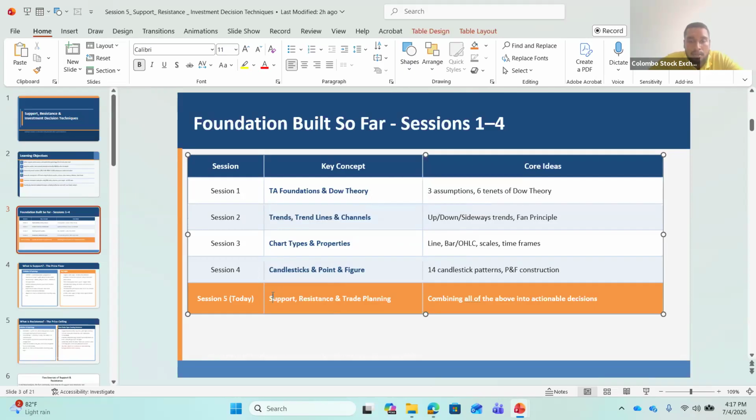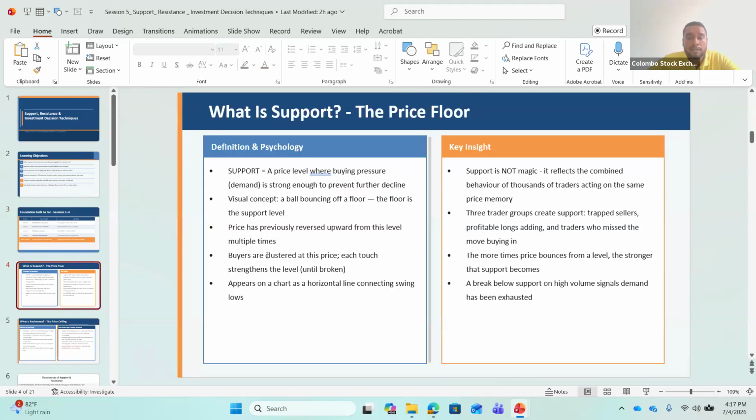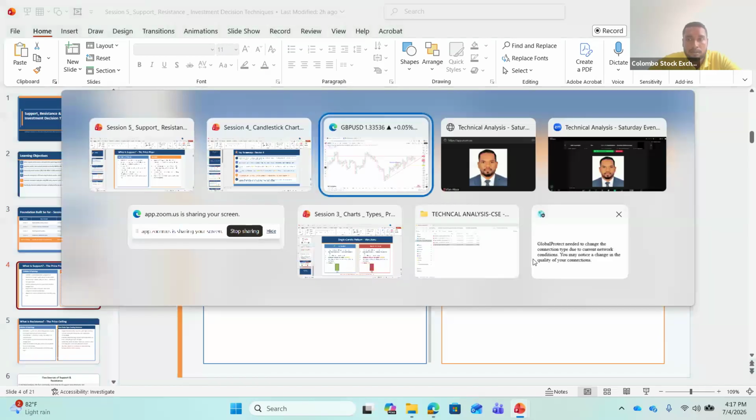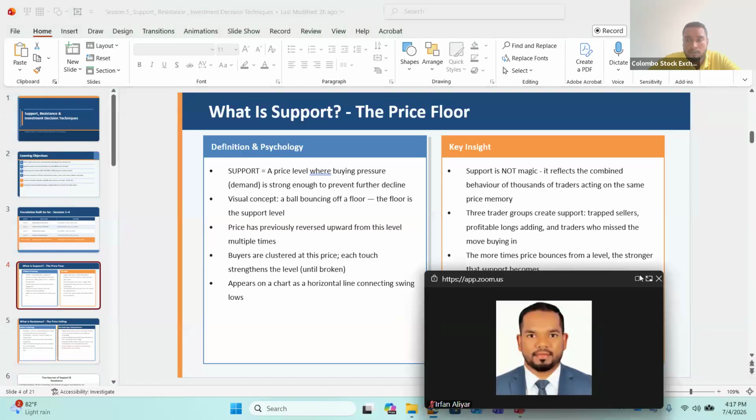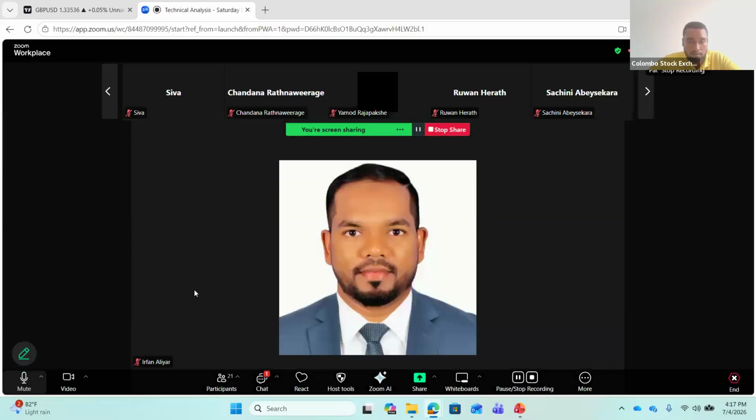And now we are learning about support and resistance, and we also discuss trade planning, how you can actually execute a trade with a proper plan by using all the tools we have learned so far. So what is a support level? Guys, do you have any questions before we move on to this one?